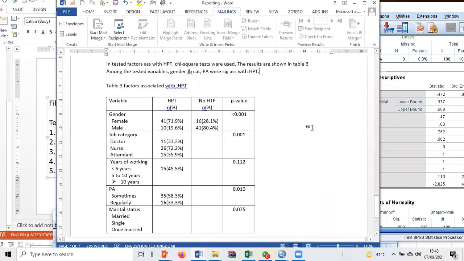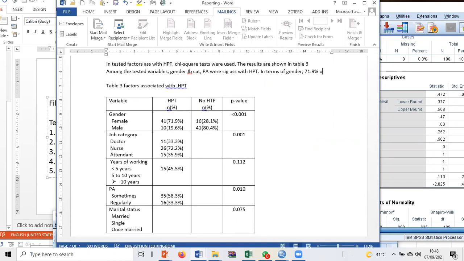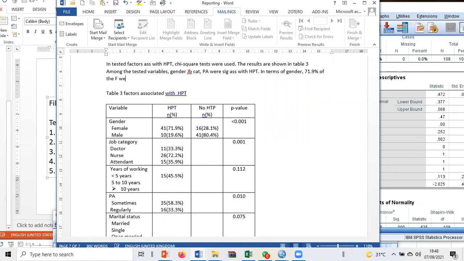Can I explain how, in terms of gender, 71.9% of the females were hypertensive compared to only 19.6% among the males.